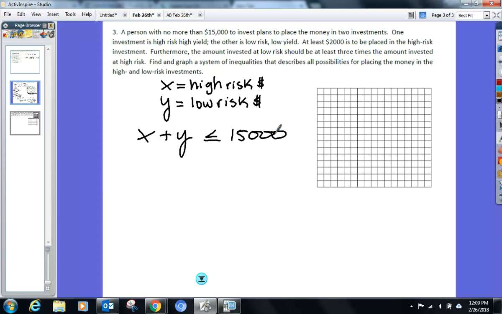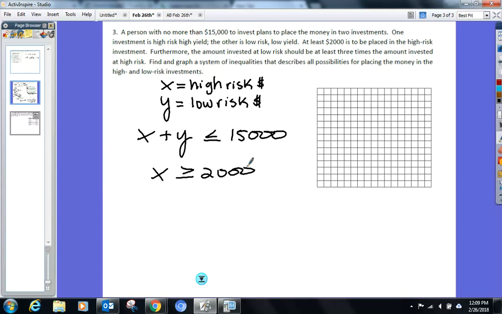Next one, at least 2,000 in the high risk. Which variable did we say high risk? X. You're going to put at least $2,000 into there. No Y here, just talking about high risk. At least 2,000, so it's got to be greater than or equal to 2,000.